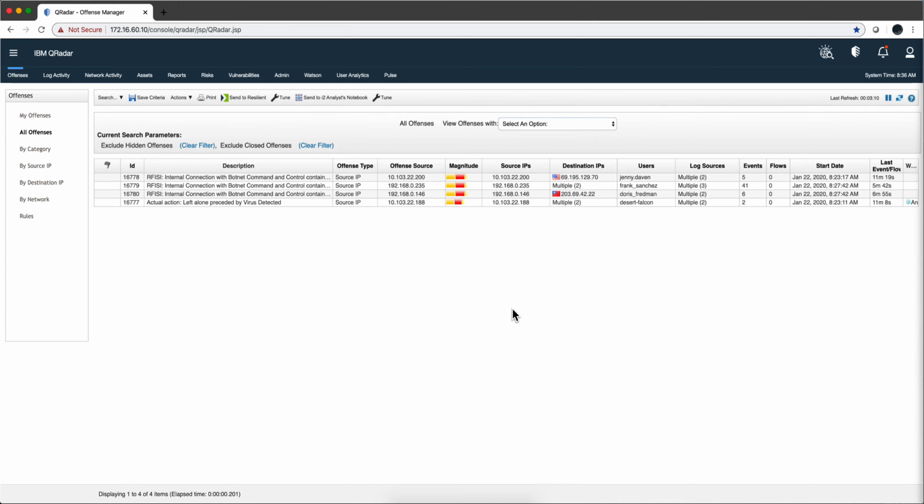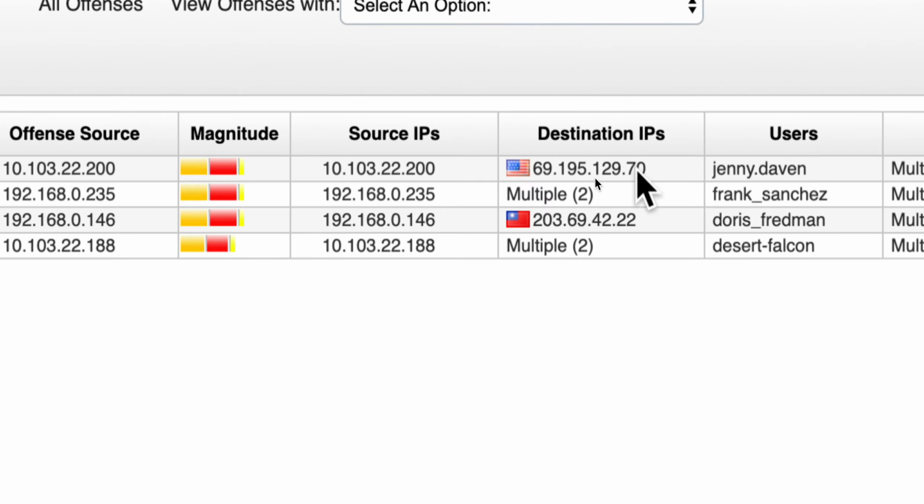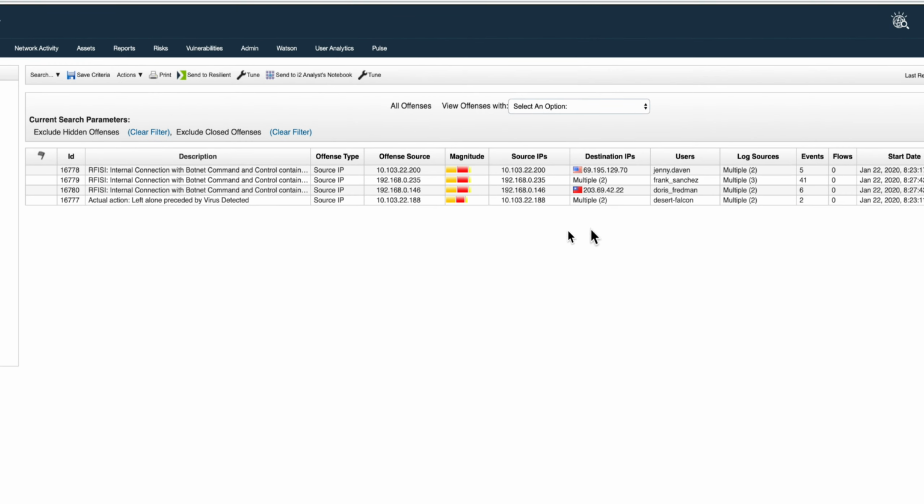I've been learning more about Advisor in QRadar, and I want to share something that I think might be useful. I have this offense that Advisor already investigated on this user, this is Falcon, and I fired other offenses in my demo system here, and notice this particular address, one that ends in 70, 69, 195, 129, 70.